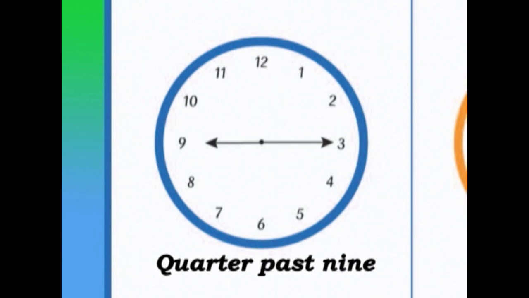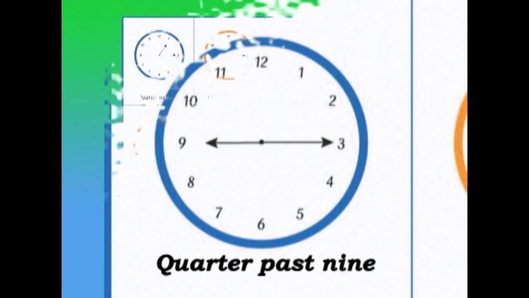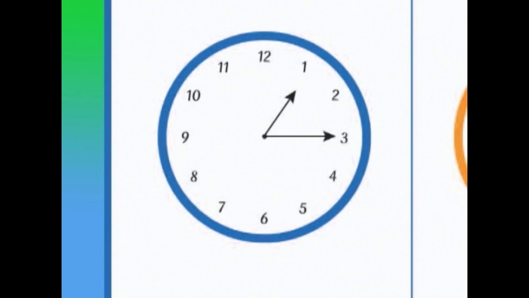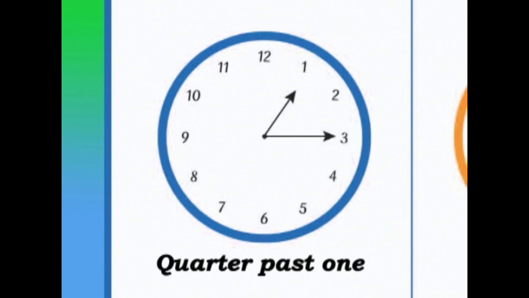You get it? If you look at all the clocks, you will see all the big hands are pointing at number 3. When the big hand points at number 3, we say 1:15. So let's look at the first clock. What is the big hand pointing at? Number 3. What is the small hand pointing at? Number 1. So it's 1:15.